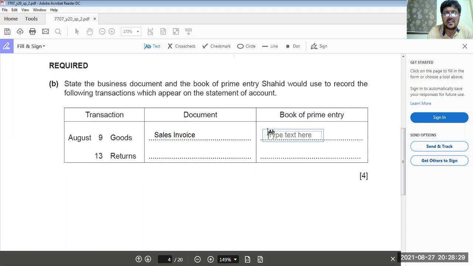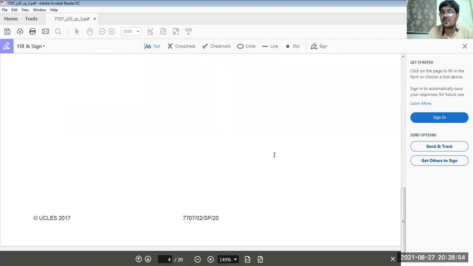And the book of prime entry is the sales day book, or sales journal, whatever you want to write. Sales journal. Credit note, because Shahid is going to issue a credit note for the returns and he is going to record it in sales returns. Sales returns. Done. We have a guide for months.